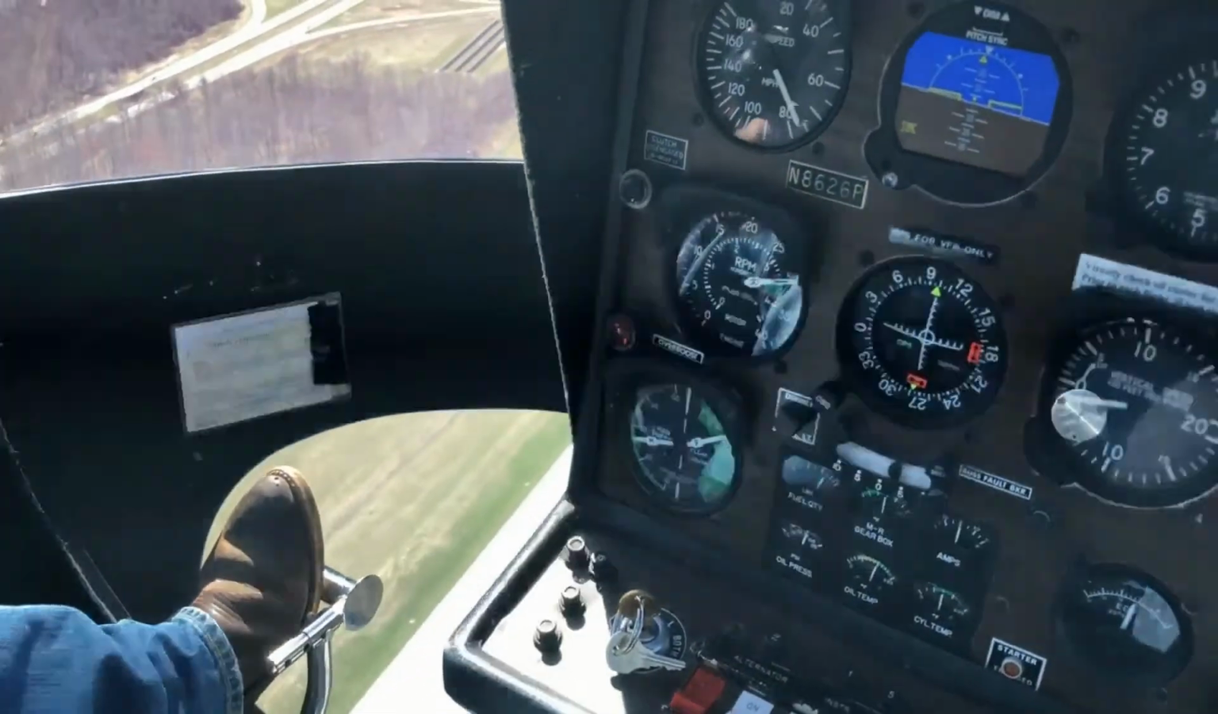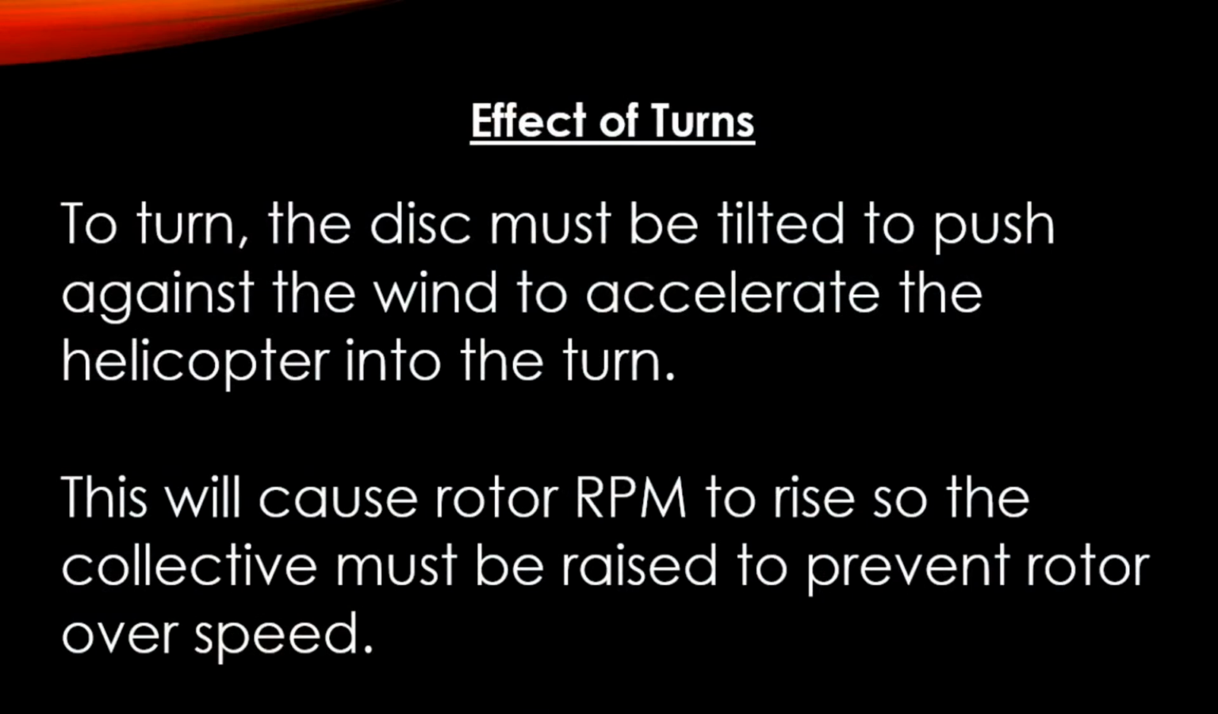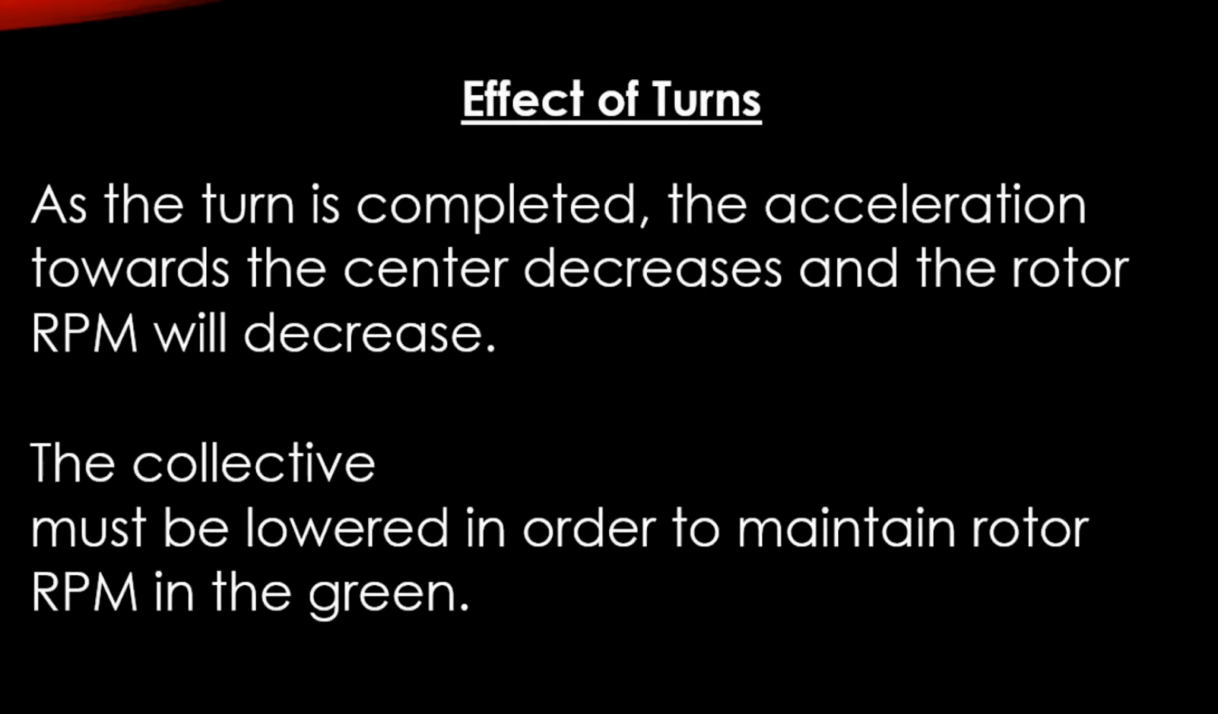All right, we'll talk about rotor RPM for just a minute. Effective turns. We're getting ready to do a 180 turn, so we're going to show you something important. In order to turn, the disc must be tilted to push against the wind in order to accelerate the helicopter into the turn. This push will cause rotor RPM to rise. The collective must be raised in order to prevent rotor overspeed. As the turn is completed, the acceleration towards the center decreases and the rotor RPM will begin to decrease. The collective must be lowered in order to maintain rotor RPM in the green.